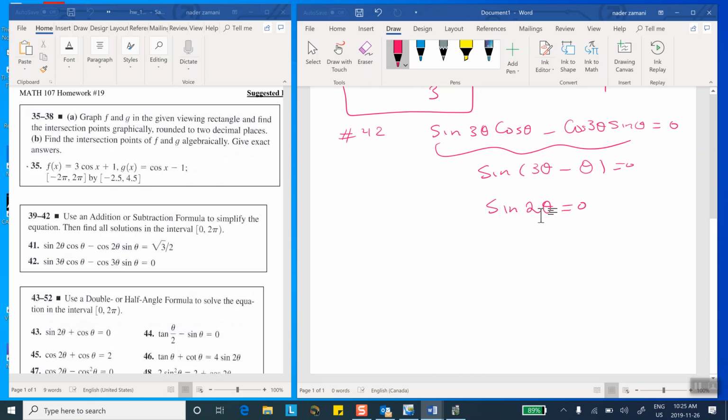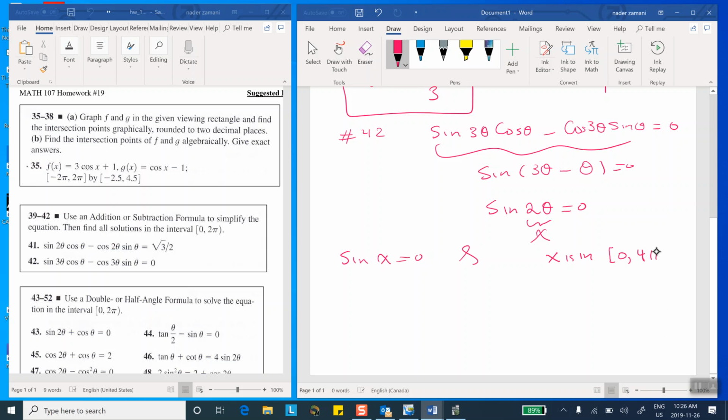Now, we have done problems like this, and I suggested you call this thing x. So we have sine of x equal to 0, and x is in the interval 0 to 4 pi. If you wonder why, remember theta was 0 to 2 pi, but x is 2 theta, so x is 0 to 4 pi. Your job is first to find all x's such that sine of x is 0, and x is in 0 to 4 pi.